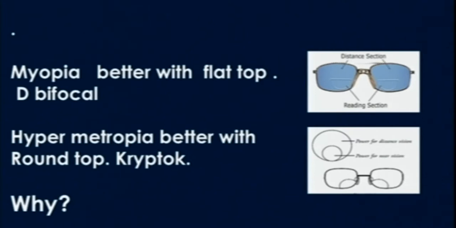Whereas hypermetropes have convex lenses. Naturally, the optical center, suppose if I prescribe the same thing, they will have problems. The optical centers of the distance portion and the near portion will be farther apart in the case of flat top bifocals. That's why you prescribe Kryptok. In Kryptok, the near vision portion is a round top. There the optical center of the near vision portion is nearer to the optical center of the upper segment, so naturally the image jump is less.